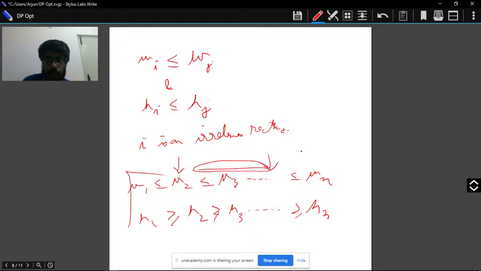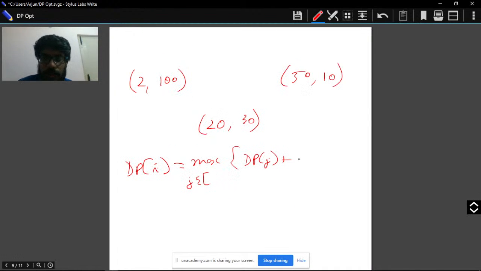Cost of J plus 1 to I is going to be nothing but H of J plus 1 into W of I, right? So this is going to be H of J plus 1 into W of I, and J is going to range from 0 to the last element can be J as well, right? No, J minus 1.